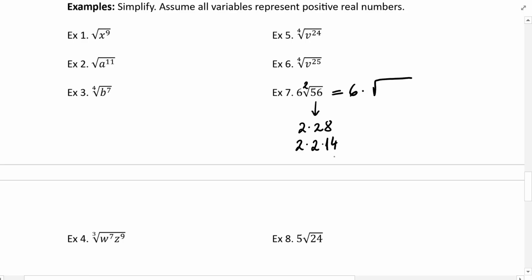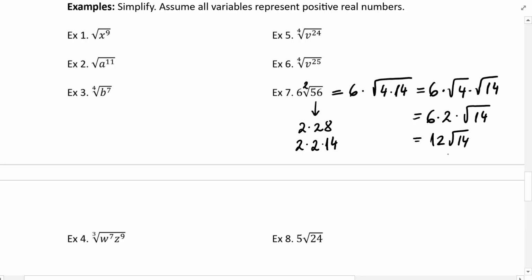So 14 is not a perfect square, it is 2 times 7. So how about we write 56 as 4 times 14? So now, based on the property that I said before, I can separate it into square root of 4 times square root of 14. So it's 6 times square root of 4, it's 2, and then square root of 14 stays inside. So we get 12 square root of 14, final answer. So 56 could be written 2 times 28, but that doesn't help for our problem.